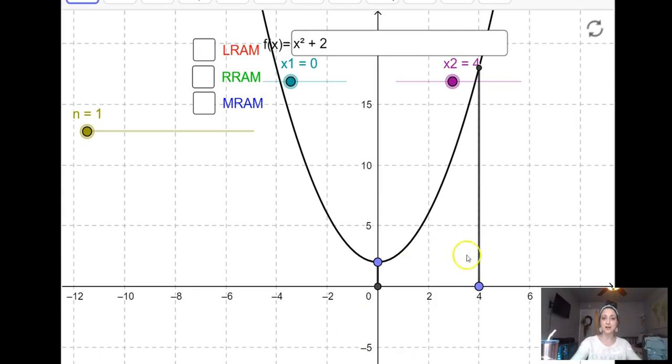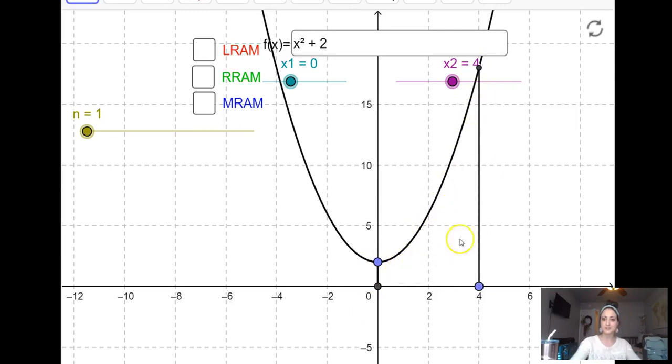So what I've done is I've graphed y equals x squared plus 2, and what I want to look at is the interval from x equals 0 to x equals 4. Okay, so try to picture the actual area. So the actual area, look at your curve here, and then I would connect to the x-axis.